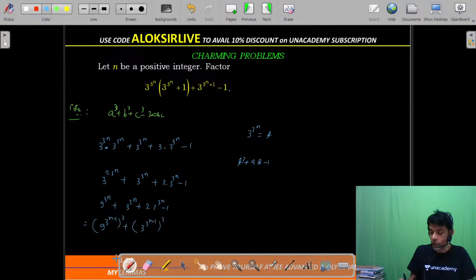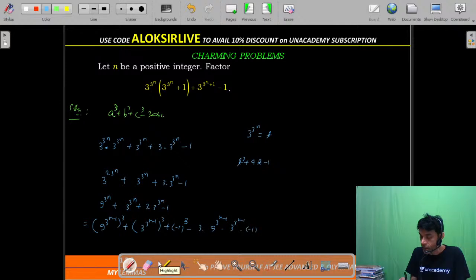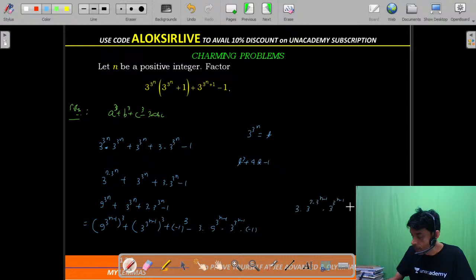Let's write minus 1 cubed, and let's see what other things fall in place, or whether there is some shorter way. So negative 3 times 9 to the power 3 to the power n minus 1, 3 to the power n minus 1, and times minus 1. That looks all right. Let me say all in powers of 3. So this is plus 3 times 3 to the power 2 to the 3 to the power n minus 1 and 3 to the power 3 to the n minus 1. So it becomes 3 times 3 to the power n minus 1. So 3 to the power n, and this is 3.